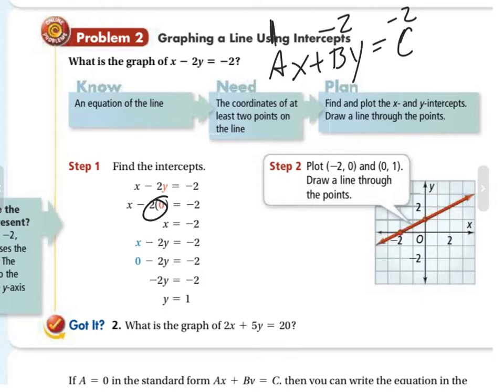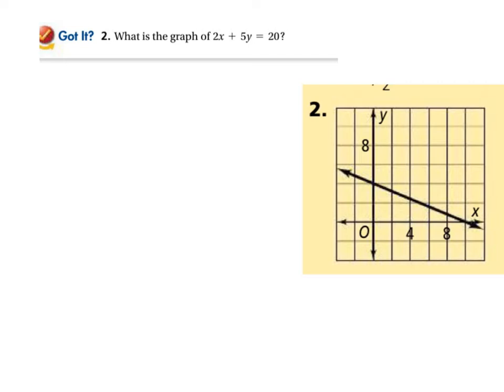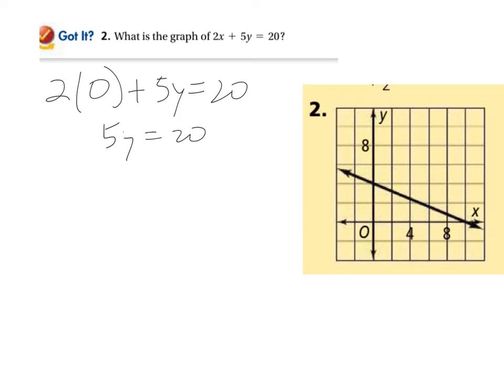Next slide, we're going to use that to graph 2x plus 5y equals 20. Alrighty, so we're going to graph this again using the zeros, or the intercepts really. So again, plugging in 0 for x: 2 times 0 plus 5y equals 20. So 2 times 0 is 0, so 5y equals 20. Divide out the 5, and y is 4. So I'm going to have the point (0, 4).